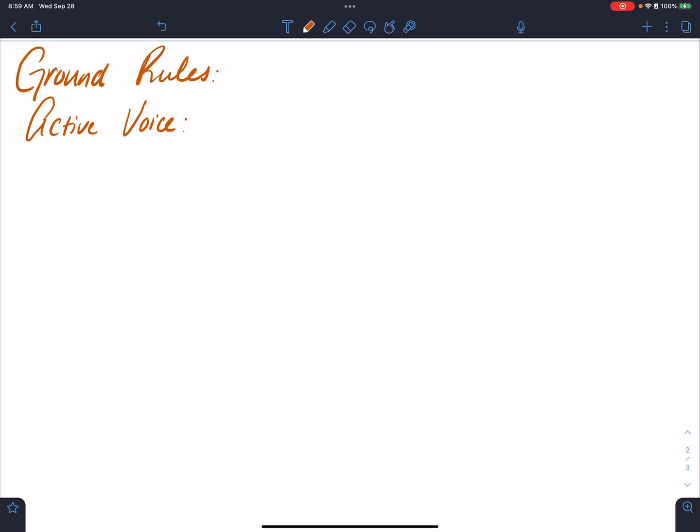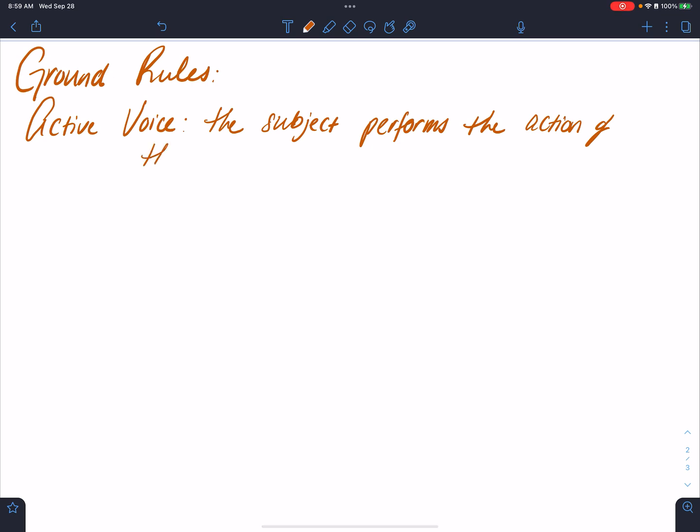So with the active voice, the subject performs the action of the verb. Okay, but in the passive voice, what happens to the subject? Is the subject still doing the action of the verb? The action is done. Well, okay, let's think about that for a second.